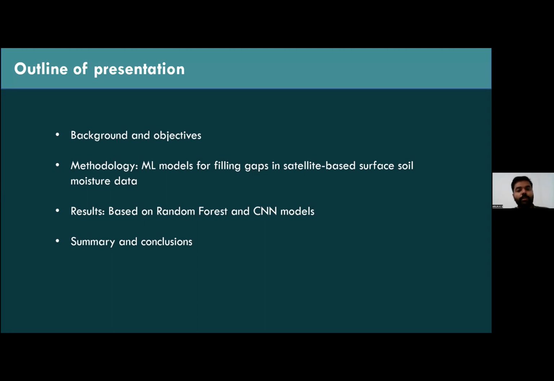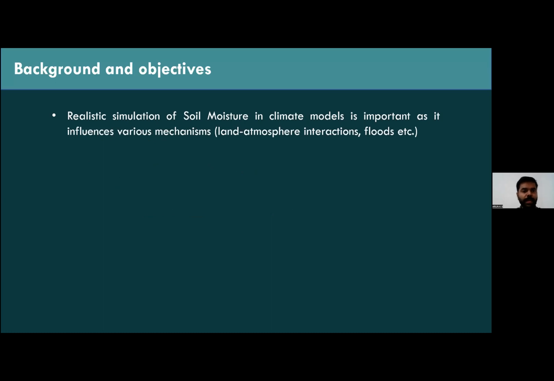First of all, the background and objectives of the work will be presented. After that, the methodology, that is the machine learning models to fill the gaps in satellite-based surface soil moisture data will be discussed. Two different machine learning models, that is random forest (RF) and convolutional neural network (CNN), will be used in this study. And the details of these two models will be discussed here. After that, the results obtained with the two machine learning models will be presented and is followed by the summary and conclusion. Coming to background and objectives.